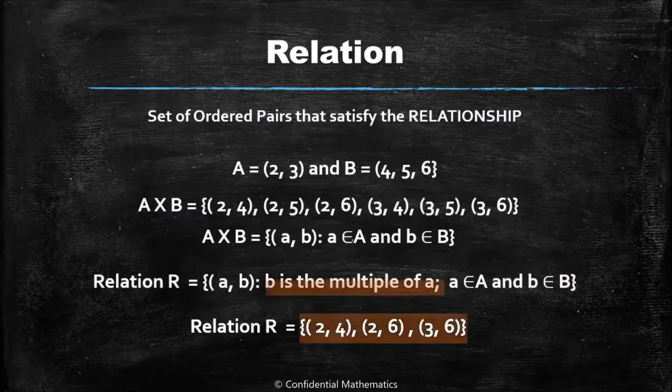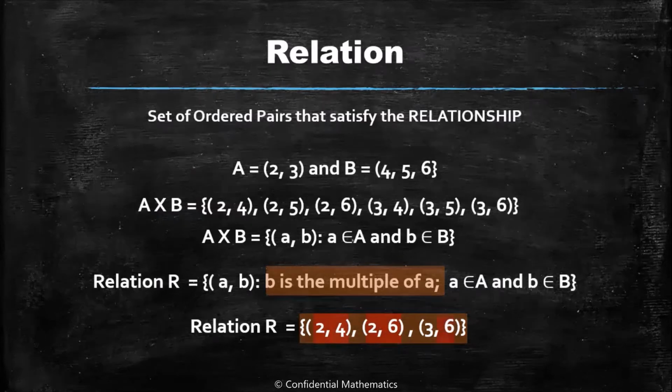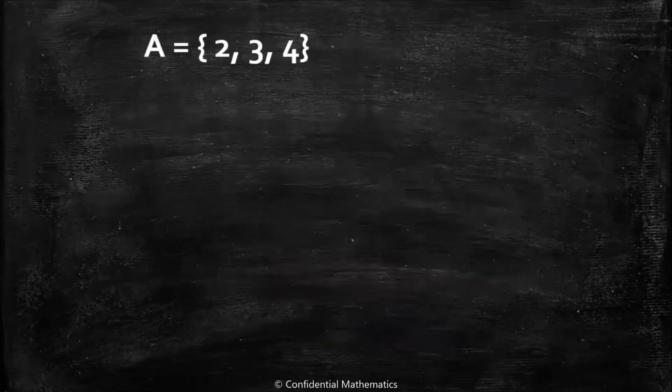In this relation, B is a multiple of A, in which 4 is a multiple of 2. B is a multiple of 2, that is, 6 is a multiple of 2. B is a multiple of A means 6 is a multiple of 3. Now let's come to the important topic.